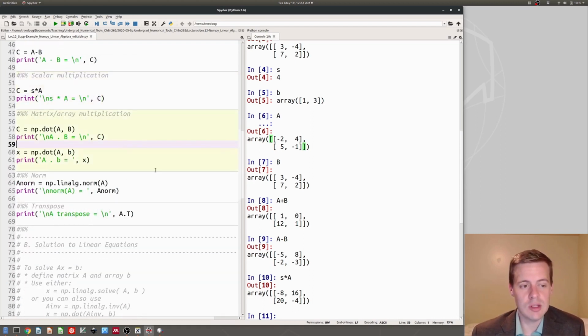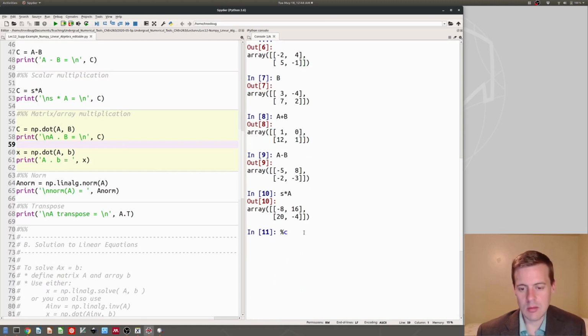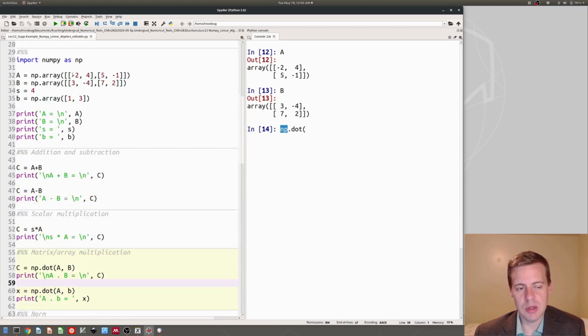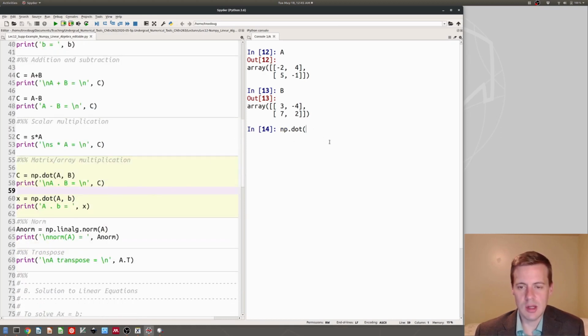Okay, so how do you do matrix multiplication? Use the np.dot function. So if I have A and B and I want to do matrix multiplication, I can use np.dot, and of course to use np I need to have imported Numpy as np up at the top here. I do np.dot(A, B), and that's going to do a dot product. And remember, the dot product is -2 times 3, and then 4 times 7, summed together. So -2 times 3 is -6, 4 times 7 is 28, 28 minus 6 is 22. Okay, so it goes through and does that for you.